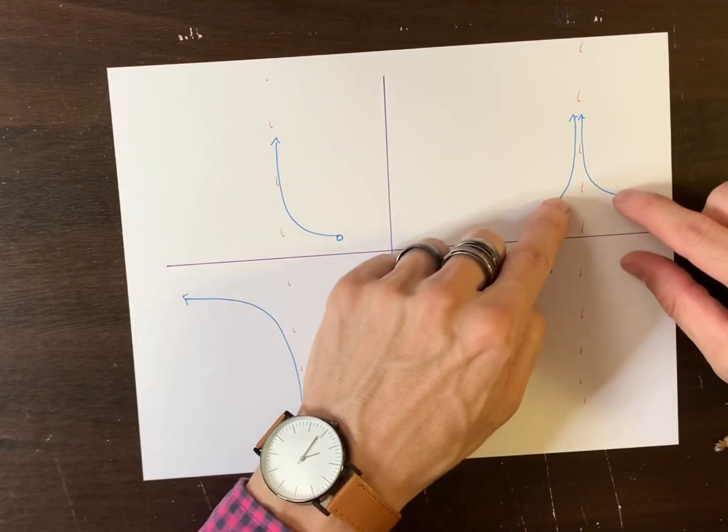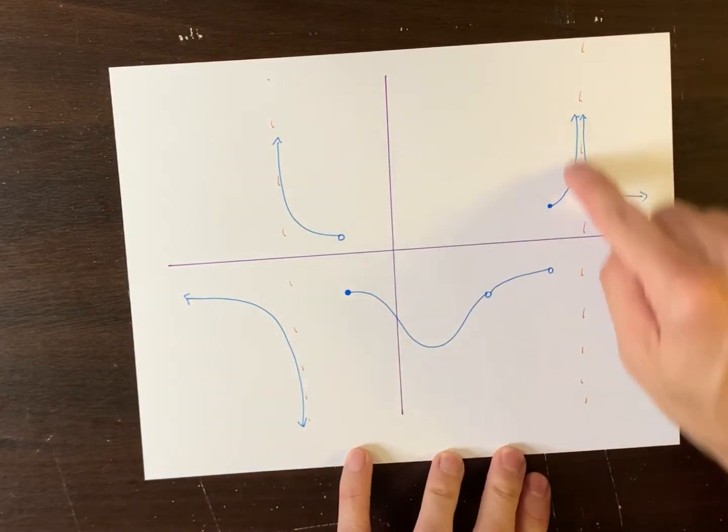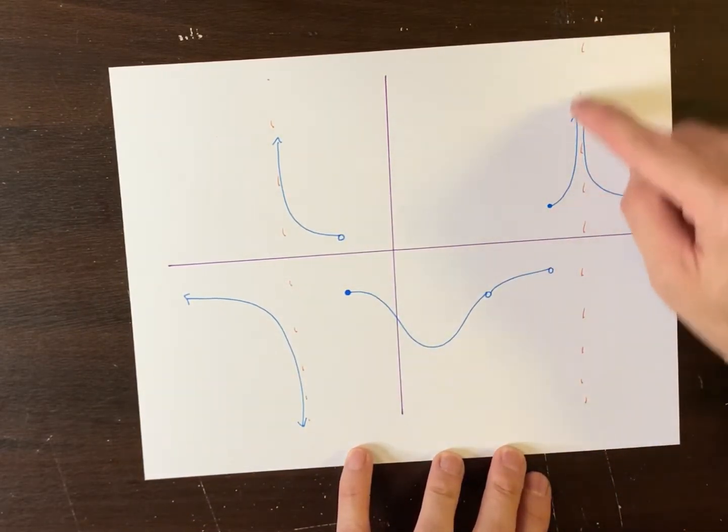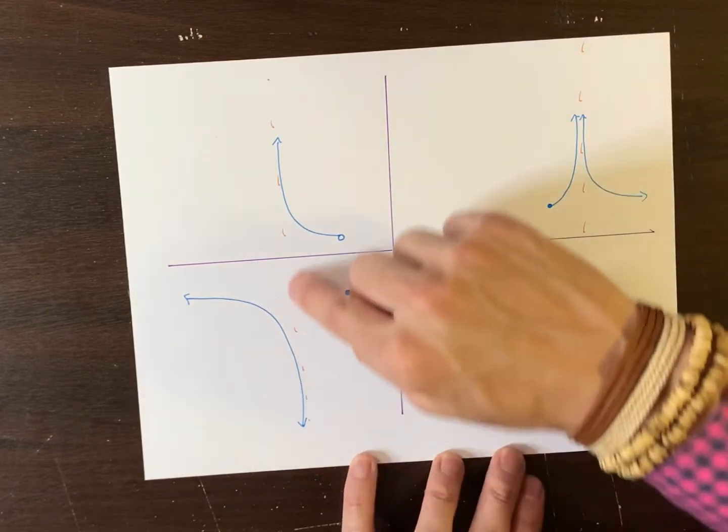So in this case, they actually happen to go together. This is still an example of an infinite discontinuity, infinite because it goes up and down forever. So this is an infinite discontinuity, and so is this.